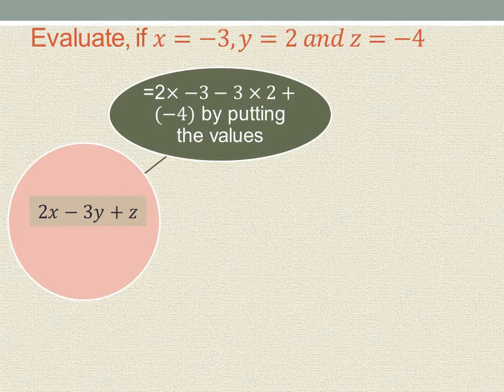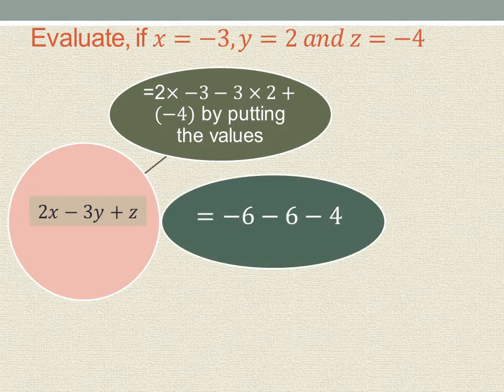There are two signs, so we are inserting the bracket on the value of z, which is -4. Next, we are multiplying the numbers with each other. First, we solve the multiplication. 2 into -3 is -6. Minus 3 into 2 is -6. Plus minus is minus 4.